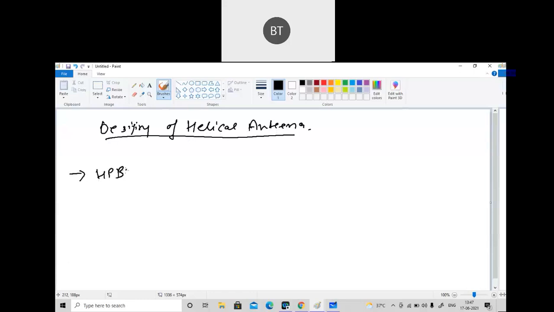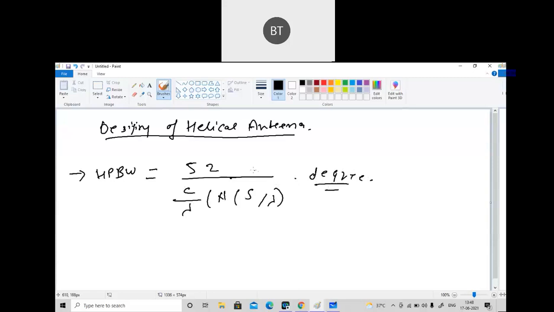We have already seen this for some antennas. So the half power beam width formula is 52 upon c by lambda into number of turns into s by lambda, and that will be calculated in terms of degrees. There is always one question based on the half power beam width.